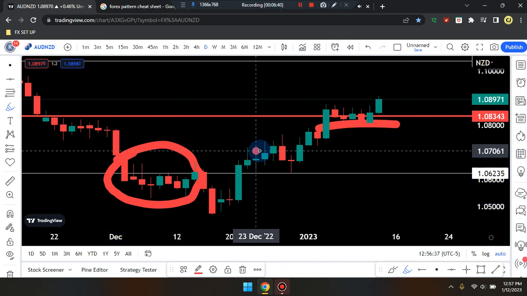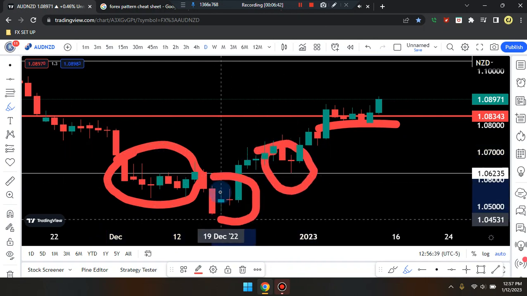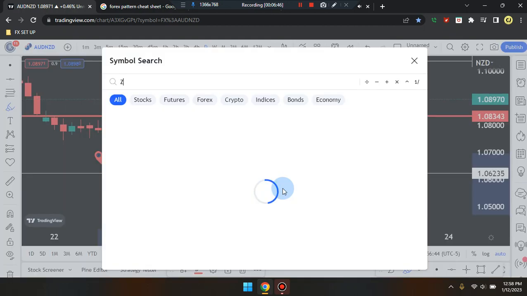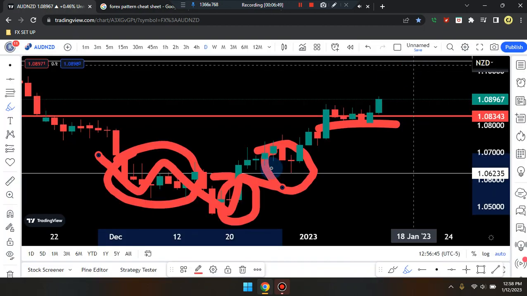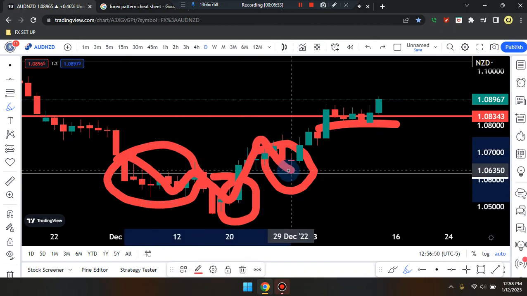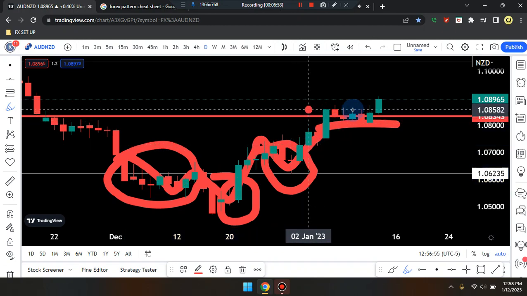We have a left shoulder, right shoulder. We gotta have a head. So left shoulder, head, right shoulder. Left shoulder, head, right shoulder, or I should say double left shoulder, head, right shoulder, and market pushed up to that resistance line.